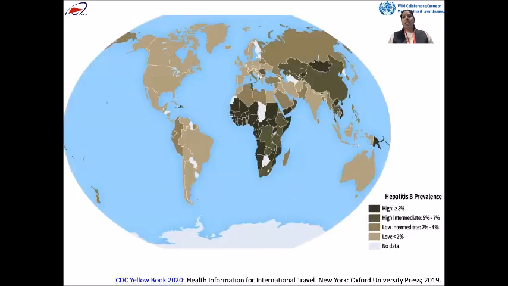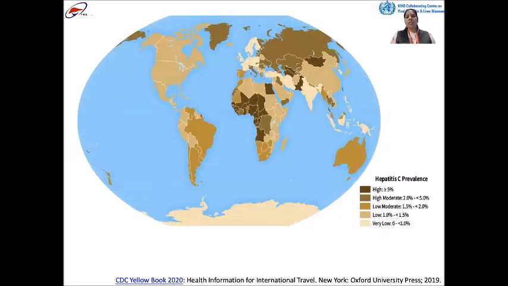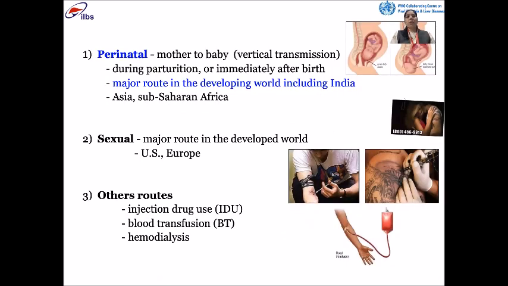Globally, mostly it is low to intermediate prevalence, with only around 2 to 4% of people suffering from hepatitis B worldwide, and hardly 1% to 1.5% of the population with hepatitis C. The main routes of transmission of hepatitis B, C, and D are perinatal, sexual, and other routes as well.